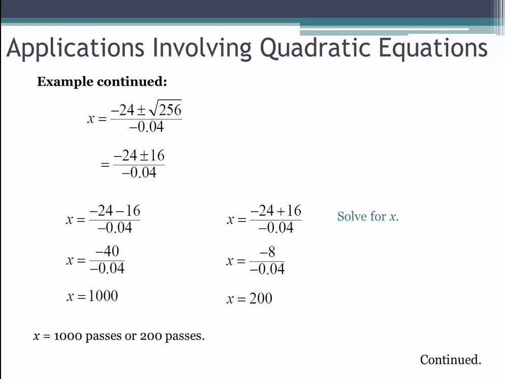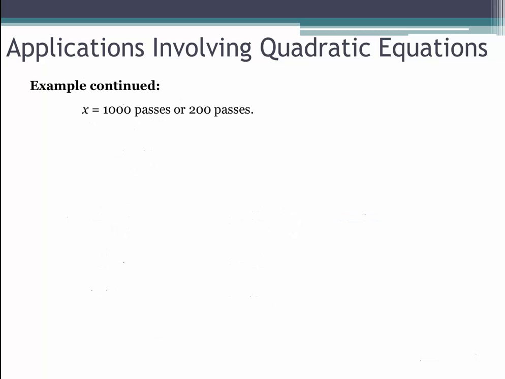This means that to earn a revenue of $4,000, we need to sell either 1,000 or 200 passes. Keeping in mind that a parabola is that U shape, so we could certainly hit the same y value two different times.